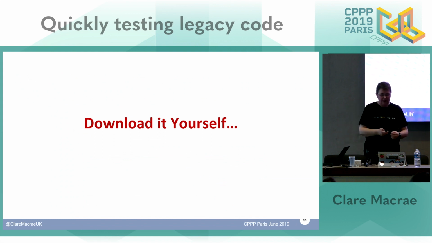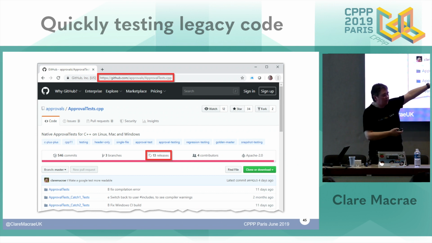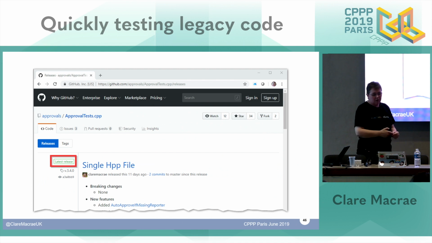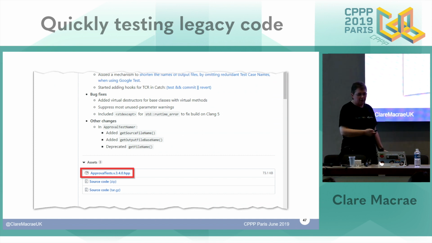Alternatively, you could download the header file yourself. And for that, you would go to ApprovalTests.cpp on GitHub. We're up to 13 releases now. You see the red box in the middle. And when you click on that link, at the top of the page is the latest release. This release had quite a range of features, so you would scroll down until you get to the header file there that's shown in red, and you would download that file.